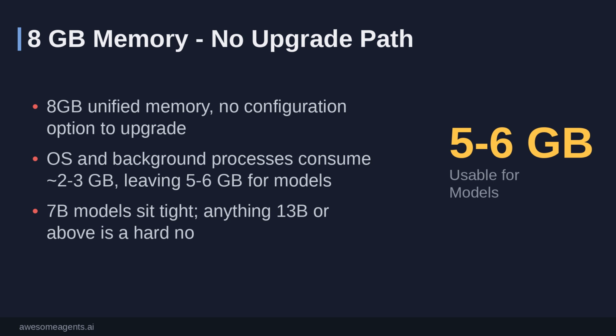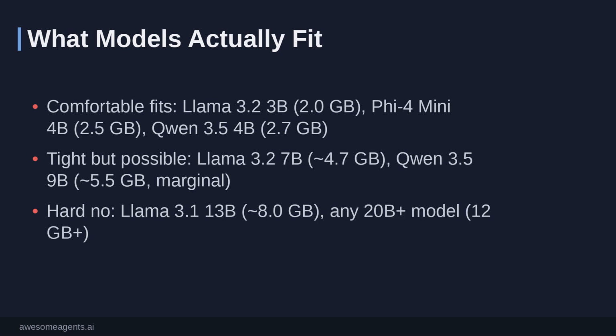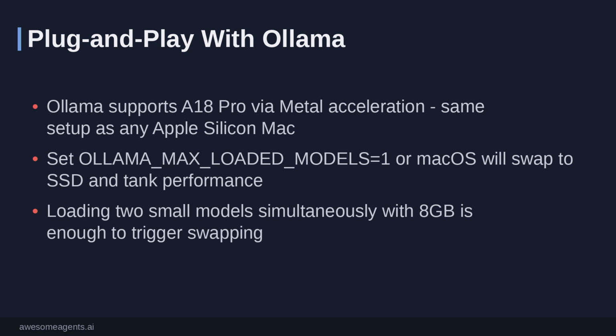What about the memory itself, the 8 gigs? That's the other constraint. You have 8 gigs and there's no upgrade path. After the OS and background processes take their cut, you have roughly 5 to 6 gigs for a model. So what can you actually run? Comfortably 3B to 7B parameter models with 4-bit quantization. Llama 3.2 3B, Phi-3.5 Mini, Qwen 3.5 4B. Those all fit with headroom to spare. A 7B model is tight. Anything at 13B or above is a hard no.